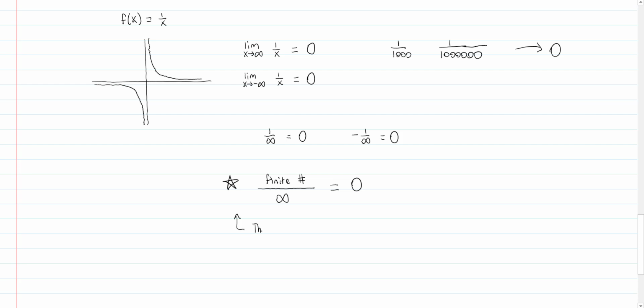This rule allows us to evaluate the limit as x approaches infinity or negative infinity of any rational function. A rational function being a function which is a ratio of two polynomials. Okay? So I will illustrate this with a few examples in the next video. So that's something to look forward to.